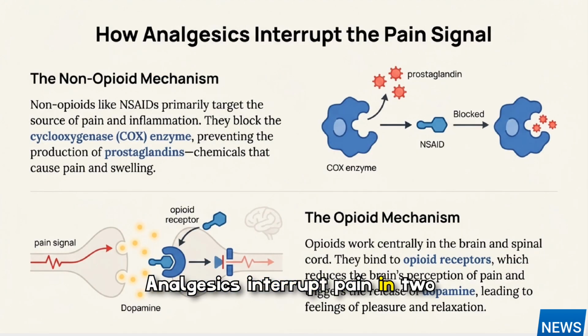Analgesics interrupt pain in two main ways. Non-opioids like NSAIDs target the source by blocking the COX enzyme and cutting prostaglandin production, which reduces inflammation and swelling, while opioids work centrally, binding to receptors in the brain and spinal cord to lower pain perception and trigger dopamine release, which also contributes to feelings of comfort and relaxation.